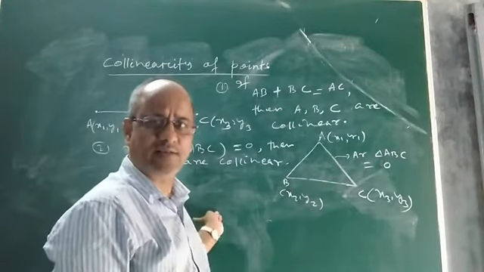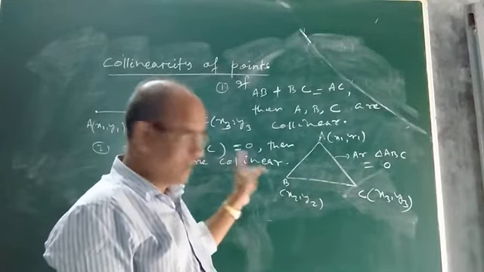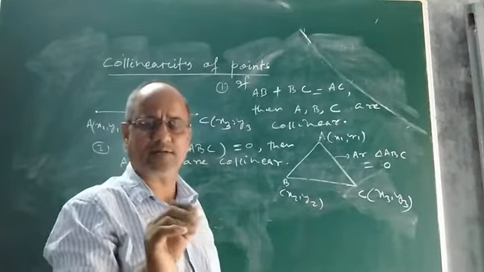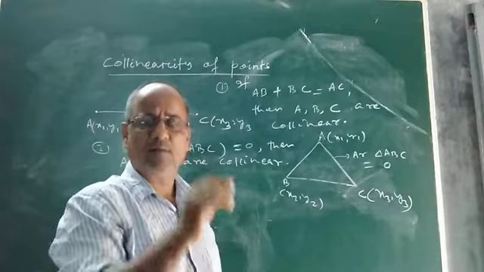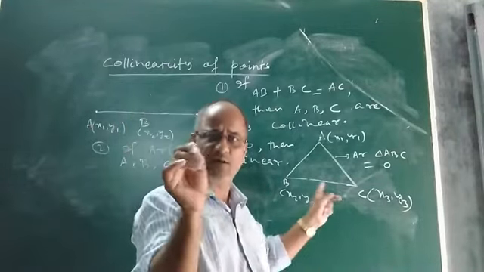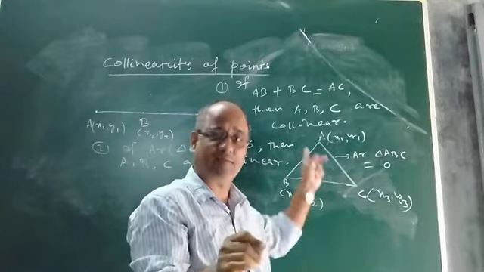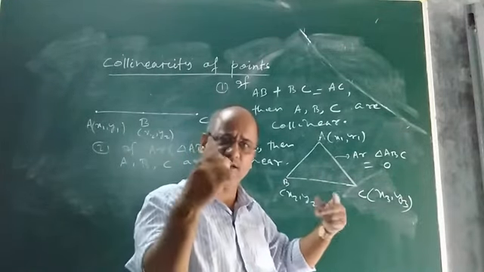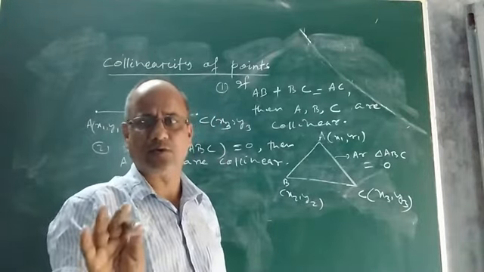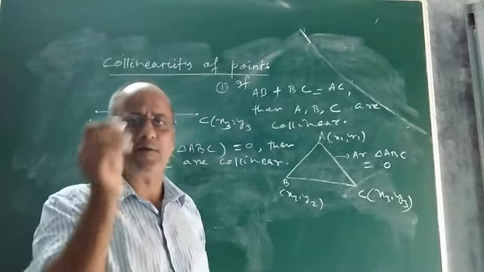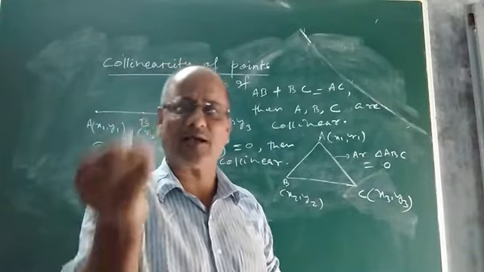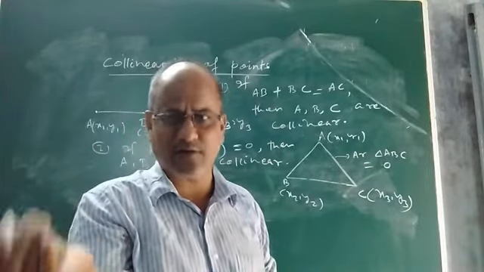And the second condition is, suppose you are given 3 vertices or 3 points, form the triangle by joining the 3 vertices. If the area of the triangle will be 0, then no doubt the 3 points will be collinear. Because when 3 points become collinear, they cannot form a triangle. And if they cannot form a triangle, it means the area of the triangle is 0. There is no triangle.